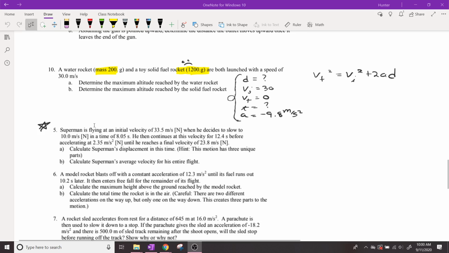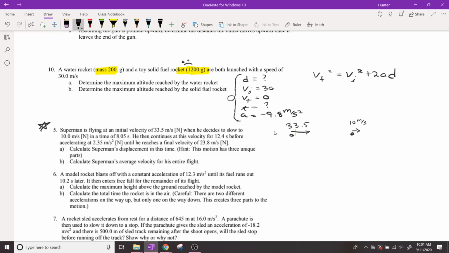Yeah, I would say that was probably a long one. So he is going with an initial velocity of 33.5 meters per second. And they all say north, I think. So we're just going to say that to the right is north because I don't really want to draw my picture going up. So if we're going 33.5 meters per second north, he decides to slow to 10 meters per second in a time of 8.05 seconds. So at the second tick of time, he slows down and he's going 10 meters per second.